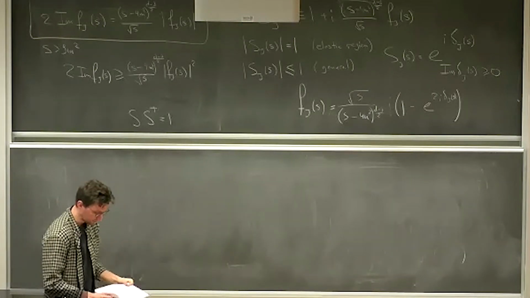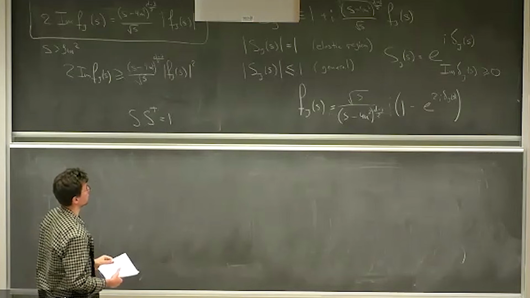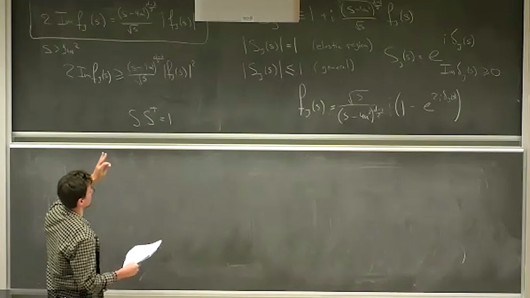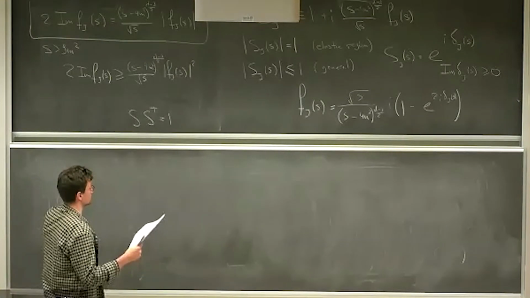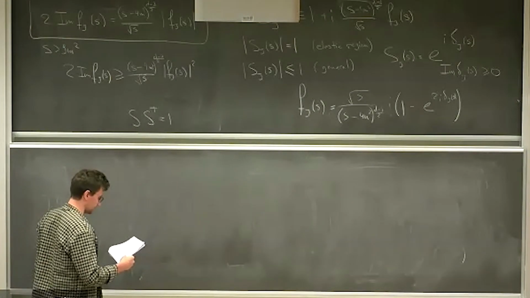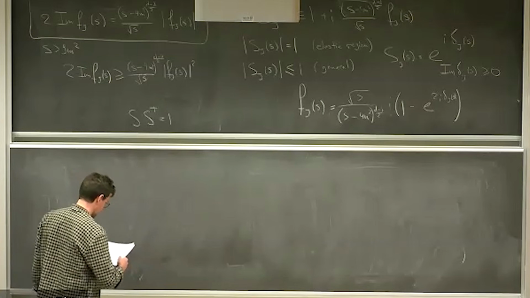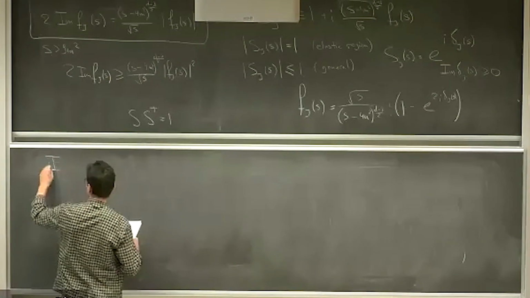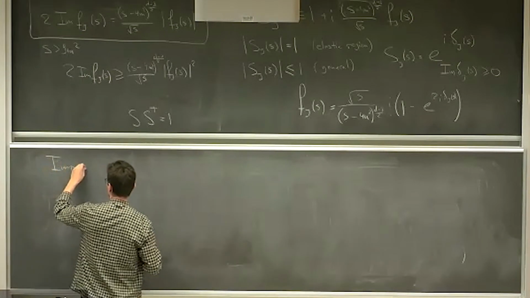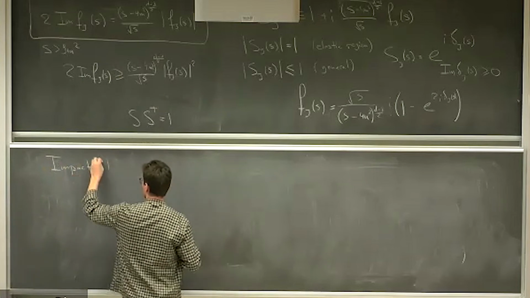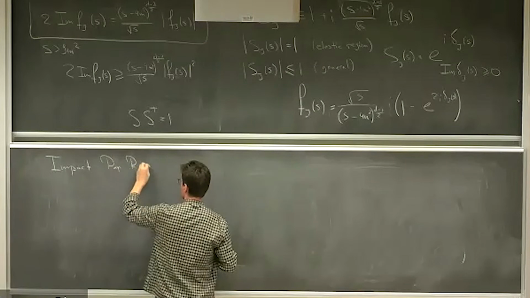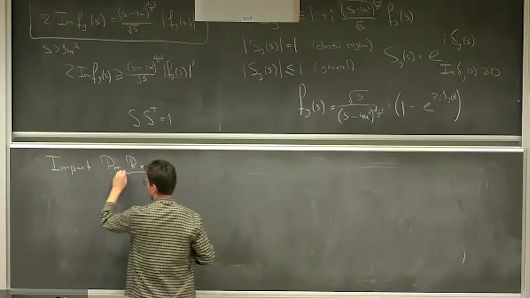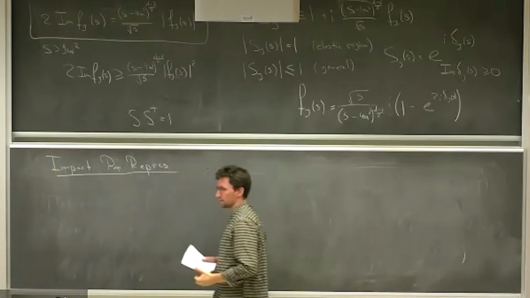I want to end today by connecting a little bit to physics. Because at this point, you might look at these formulas and the sum of Legendre polynomials and ask, what are we talking about? And for this, it's useful to use the impact parameter representation. So what is the impact parameter?